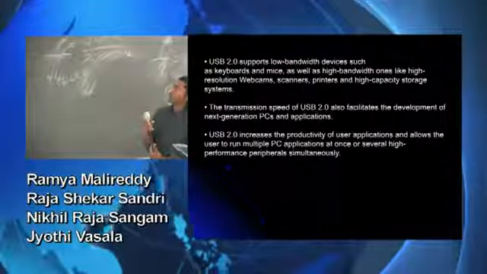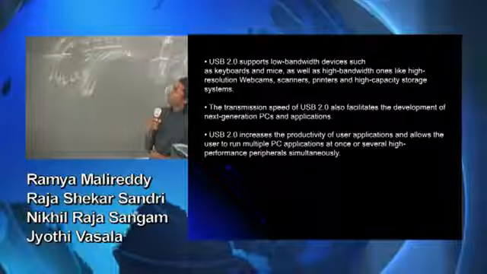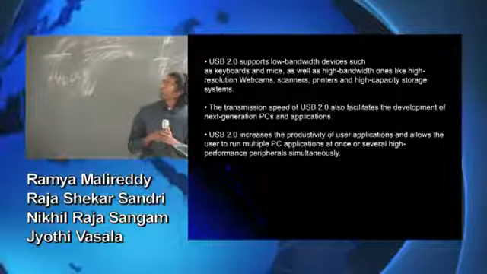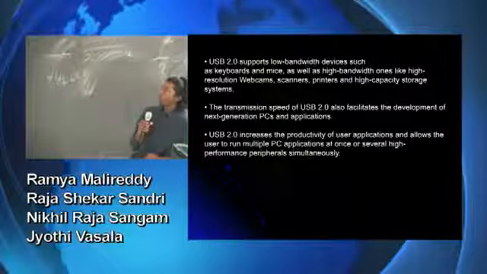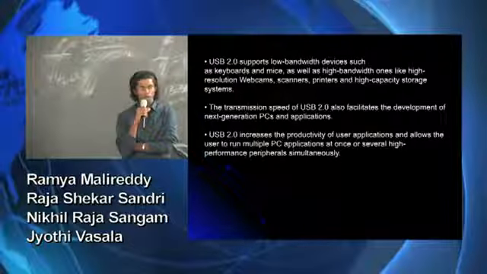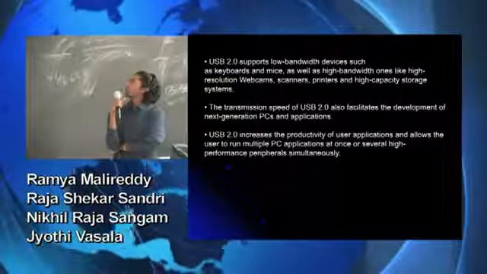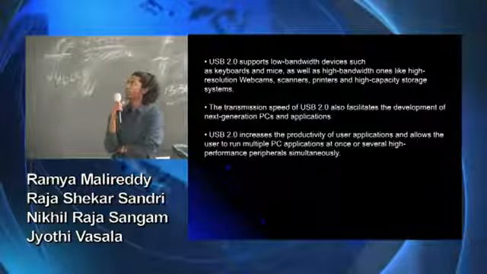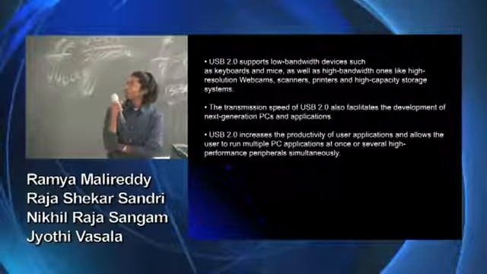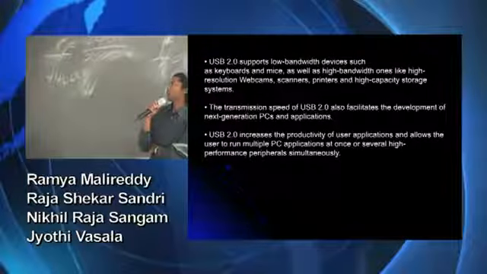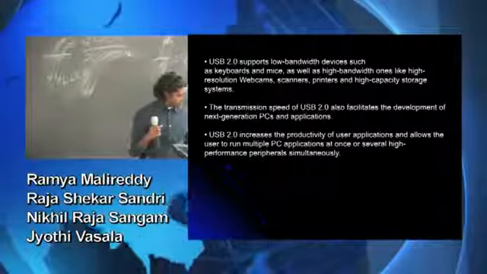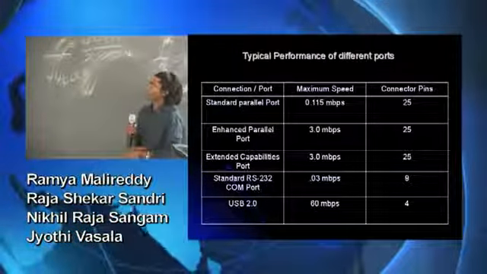As I told you, like the keyboards or anything, but also the high bandwidth ones like webcams, scanners, printers, and high capacity storages. And the transmission speed also facilitates the development of next generation PCs. Almost all the PCs now which we have, the high processor ones, like the Intel i3 processor or i5 or i7s. Apart from that, the Mac, Linux, and everything, all of them support USB 2.0. And USB 2.0 increases the productivity of user applications and is used to run multiple PC applications at once at a time.